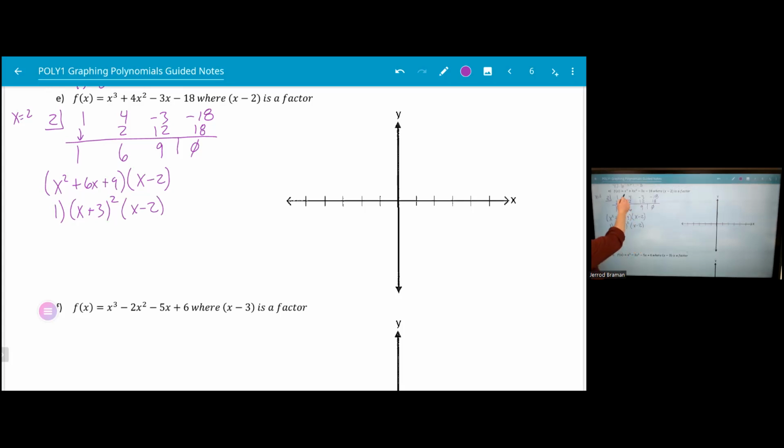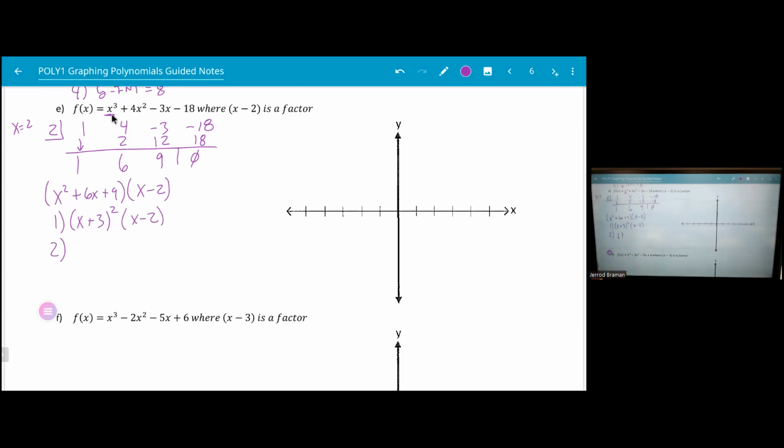We go back to the beginning. This is x cubed, so I'm down on the left, up on the right, because it's positive x cubed. Number 3, our solutions in this case: x equals -3, which is a double root, and 2. I can come over here and put these in, -3 and 2. I'm going to bounce off -3. I can look right here, my y-intercept is -18.